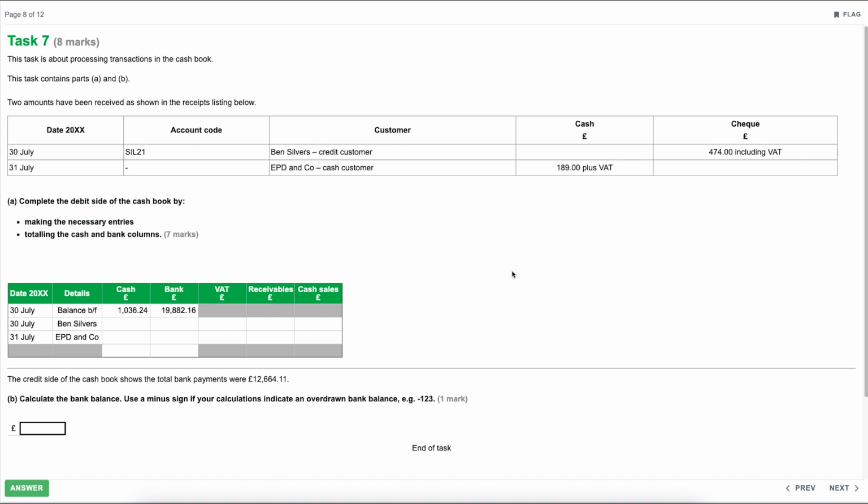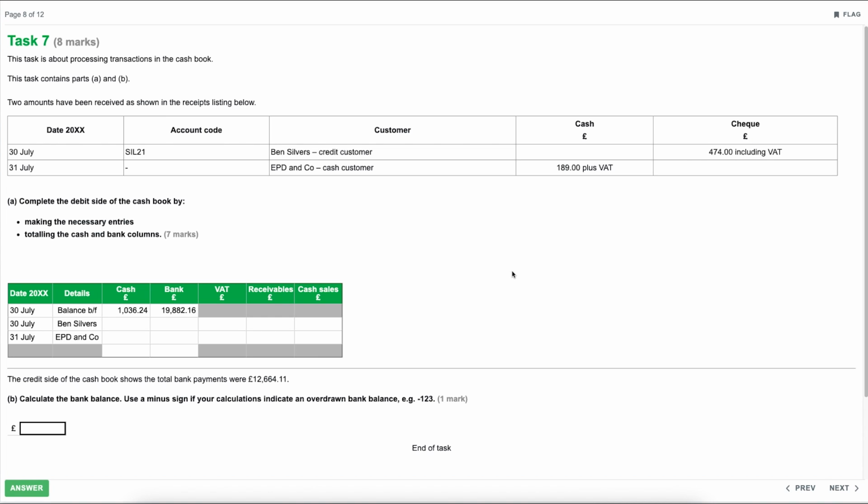So we'll start with the first one then, which is Ben Silvers. So this one is a credit customer, and we've received a cheque for £474, including VAT. Now the absolute key part to this is knowing that the original sale would have already been recorded. So because this is a credit customer and this is the payment that we need to record, the actual original transaction when they first made the sale would have already been recorded as credit sales, credit VAT, and a debit to our receivables ledger control account. Now the part that we're recording here is the payment from that customer.